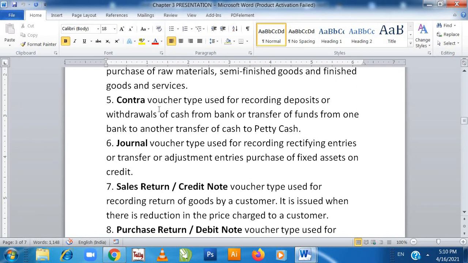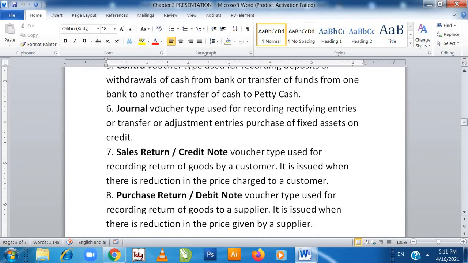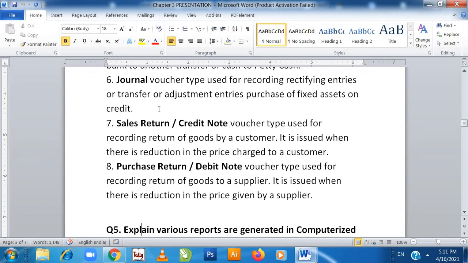So if any customer returns the goods, it comes under sales return. Then what happens? Okay, we need to apply a credit note. It is issued when there is a reduction in the price charged to a customer. Now purchase return voucher is a type used for recording return of goods to a supplier. If the goods are getting returned to a supplier, then we need to put a debit note also, which is issued when there is a reduction in the price given by a supplier.